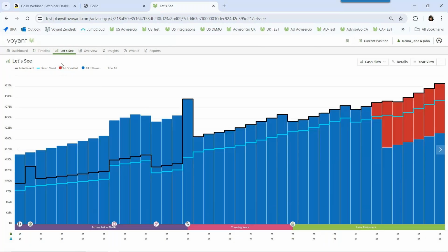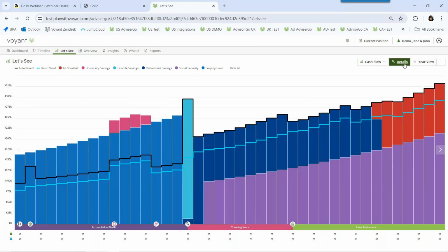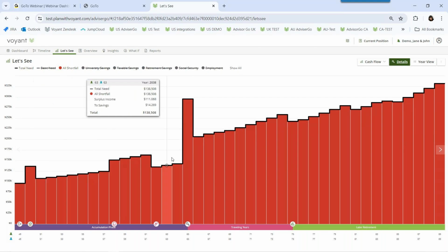This is where you're going to have conversations about cash flow planning. And it might be a great idea here to give your clients just a little bit of background into what cash flow planning is and what these different charts mean. By turning on the details, you can hide all and just show the expense profile of their plan.